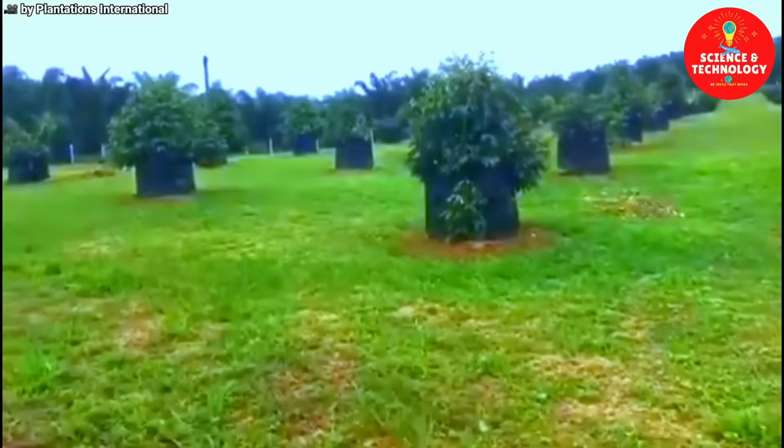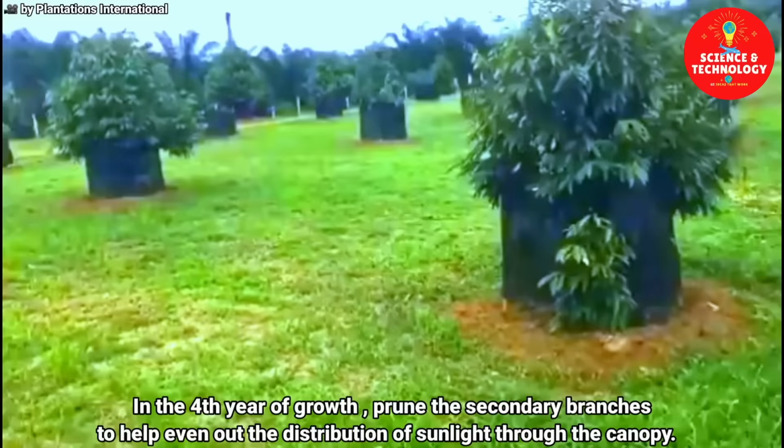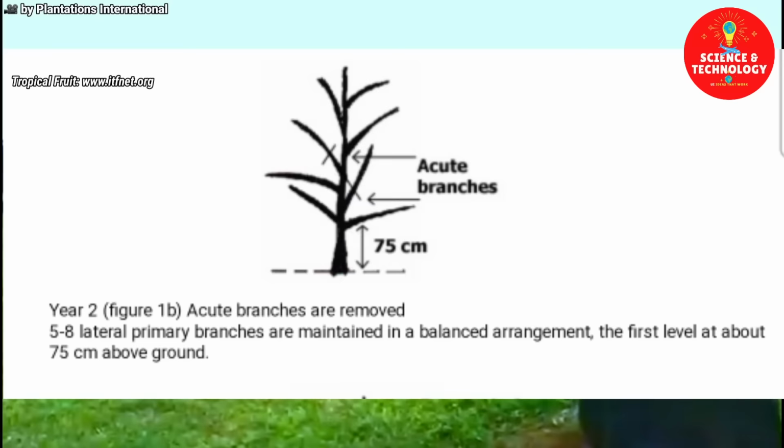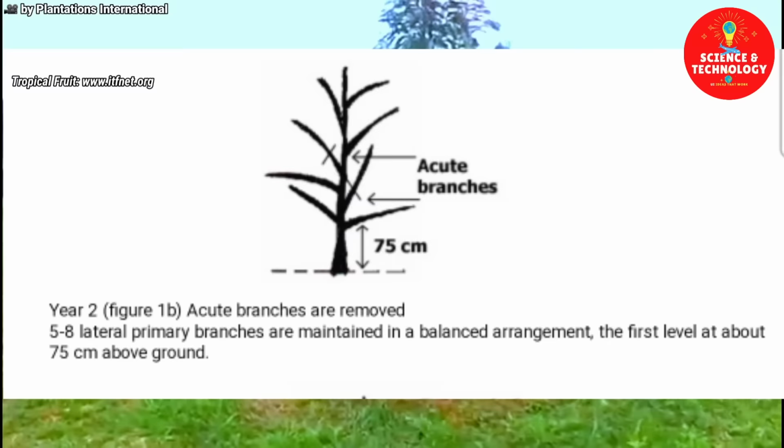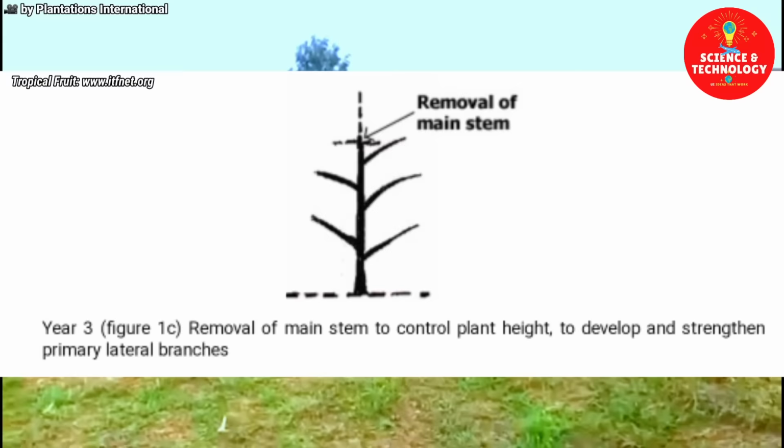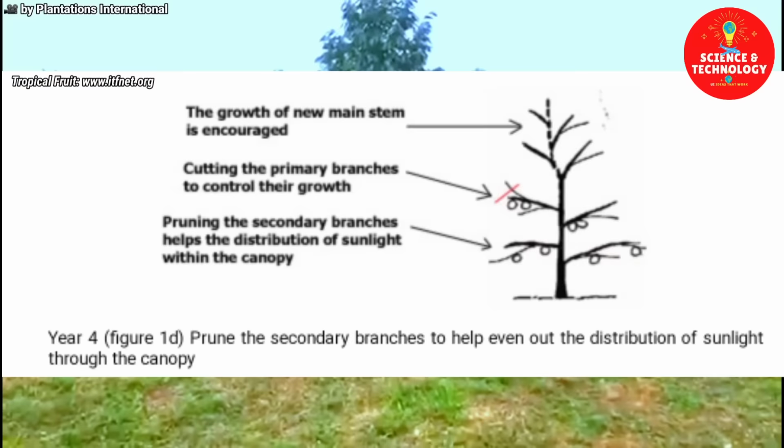In the fourth year of growth, prune the secondary branches to help even out the distribution of sunlight through the canopy. Year 1, good vegetative growth. No pruning is necessary. Encourage the growth of the main stem. Year 2, acute branches are removed. 5 to 8 lateral primary branches are maintained in a balanced arrangement, the first level at about 75 cm above ground. Year 3, removal of the main stem top to control plant height, to develop and strengthen primary lateral branches. Year 4, prune the secondary branches to help even out the distribution of sunlight through the canopy.